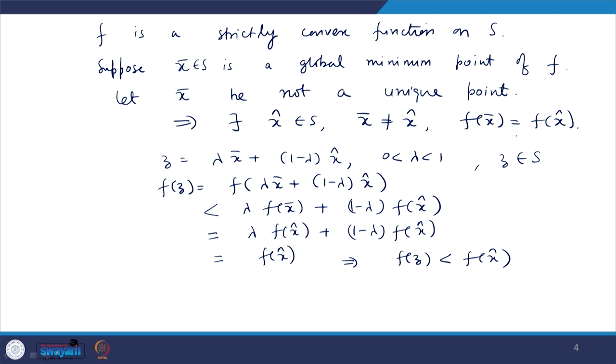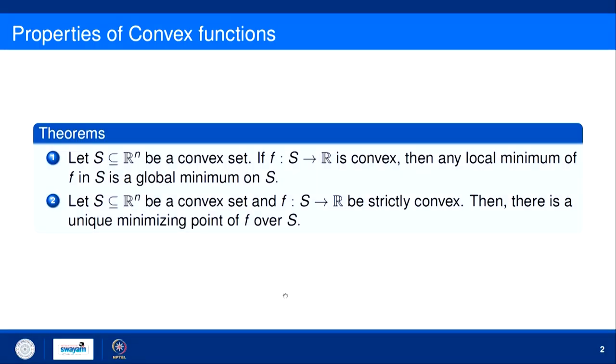So we have a point z on S such that f z is less than f x cap, that means this x cap is not a point of global minimum. So this is a contradiction, and hence x bar is a unique global minimum point of f on S. So we have seen that if we have a convex function, then any local minimum is global, and if the function is strictly convex, then this global minimum is unique.